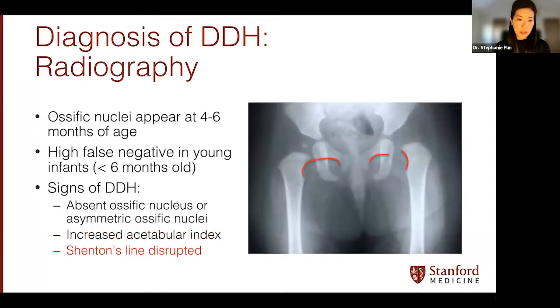And Shenton's line may be disrupted. Shenton's line is an arc that is drawn from the top of the obturator foramen here over towards the inferior aspect of the femoral neck. And if that arc is disrupted, that can indicate a subluxated or dislocated hip.